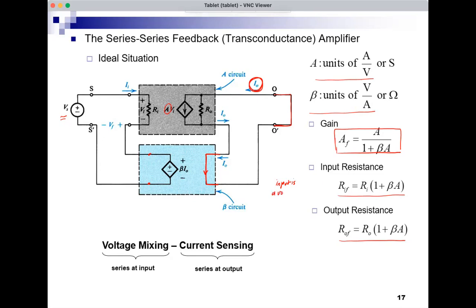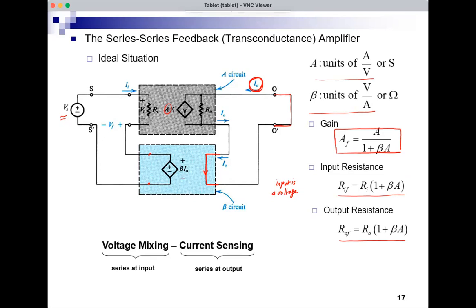And if the input is a voltage in the transconductance amplifier, I would like the input resistance to be as large as possible. So feedback is taking us in the right direction towards larger and larger input resistances in this case, and therefore it's helping. It's improving the input resistance.